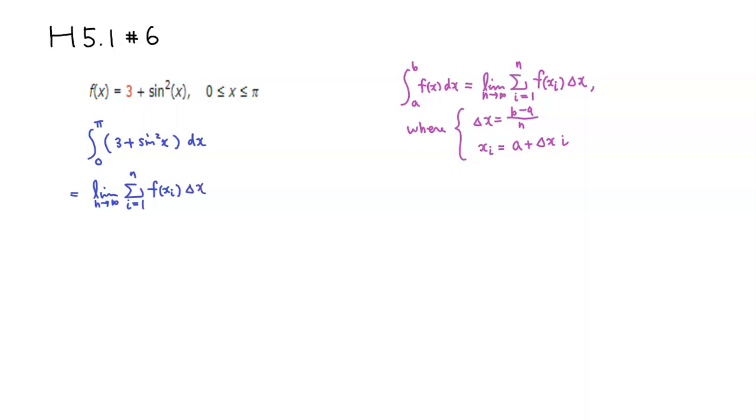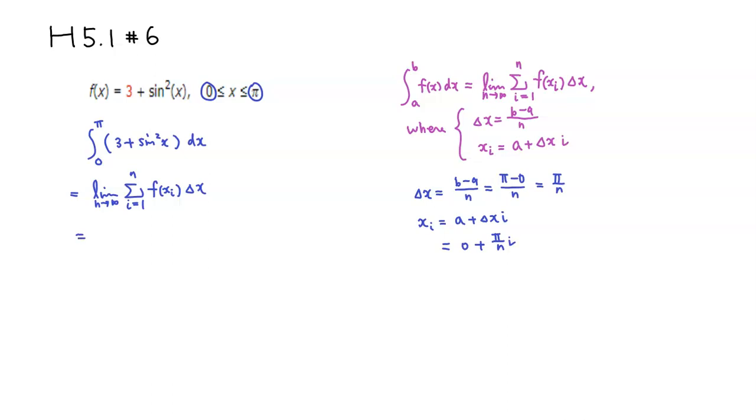But here, delta x is easy to find. Delta x is b minus a over n. So b is, in this case, pi, minus a, which is 0, over n. So this is just pi over n, right? Then xi is simply a plus i delta x, but a is 0 and delta x is pi over n, and then you have an i, right?